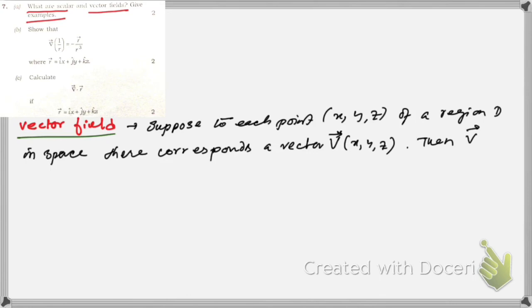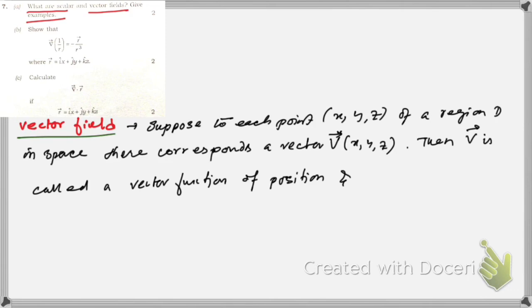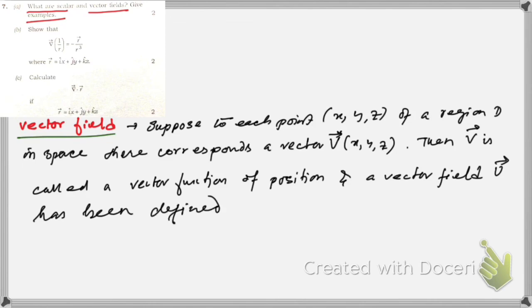this vector V is called a vector function of position, and we can say that a vector field V has been defined on the region D, right? And you can take the example.